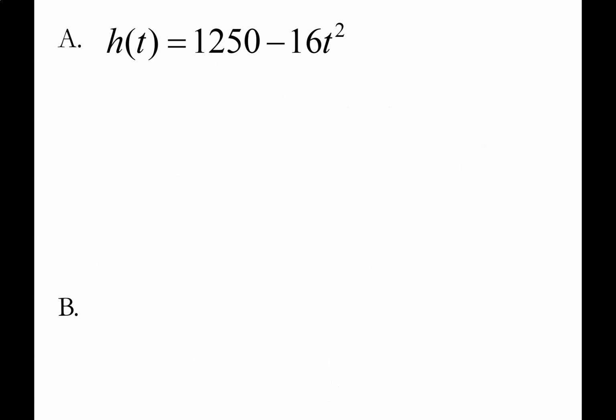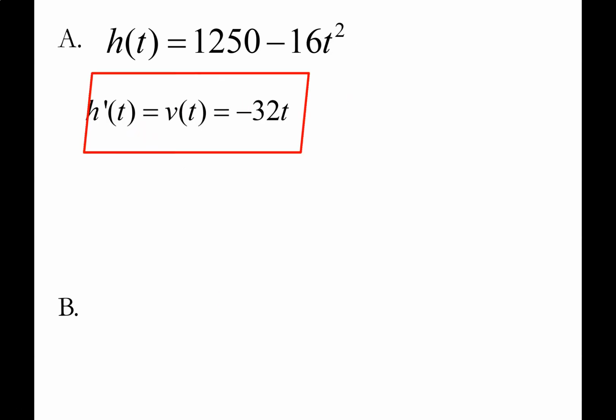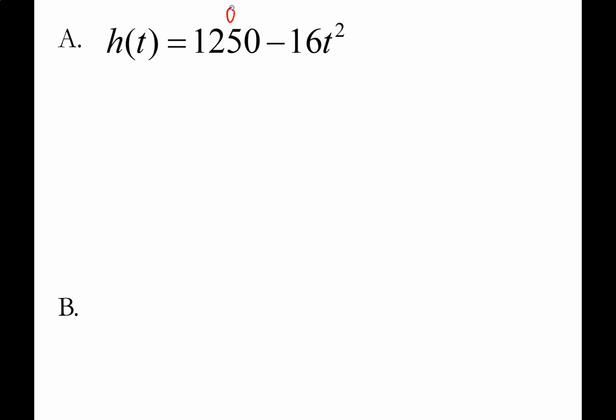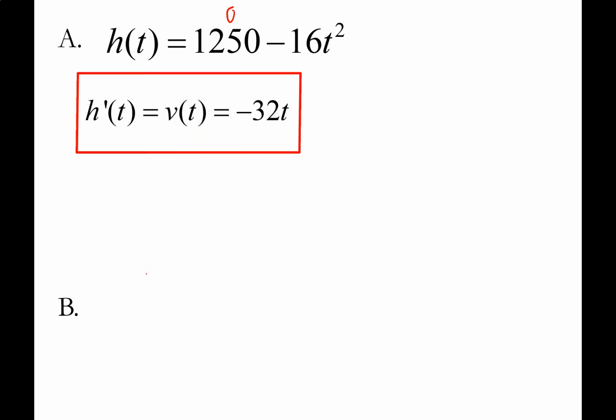So I start with my height or my position function. And again, if you've taken a physics class, especially calculus-based physics, you probably learned that the derivative of position is velocity. Derivative of a constant is 0. Derivative here, move the 2 to the front. Negative 16 times 2 is negative 32. Drop a power. There's your velocity function.